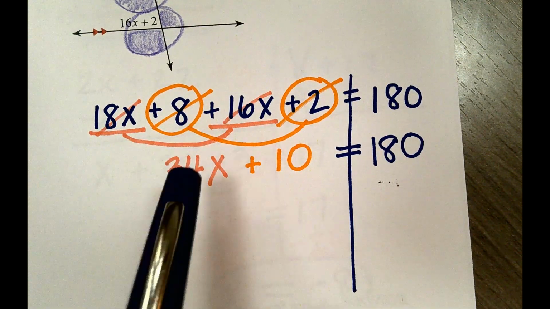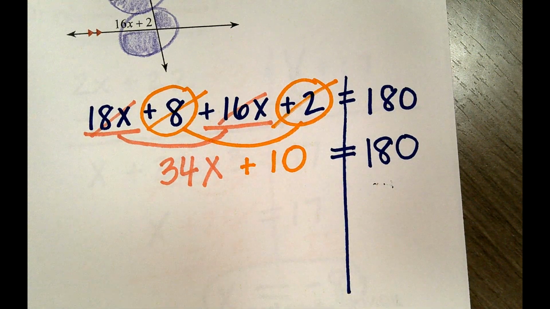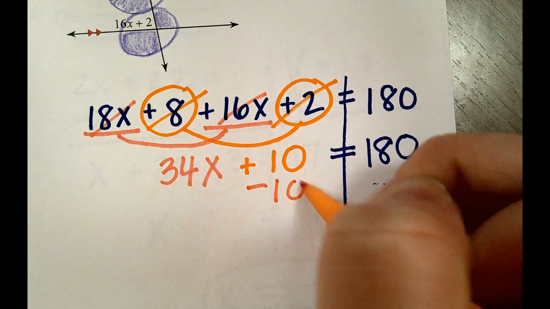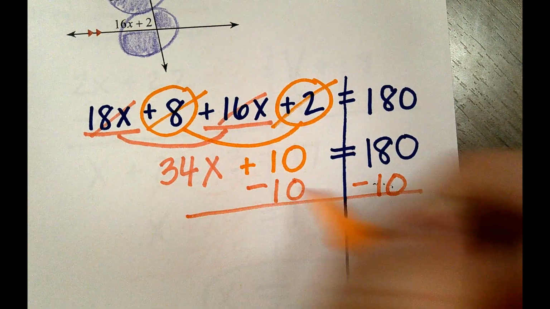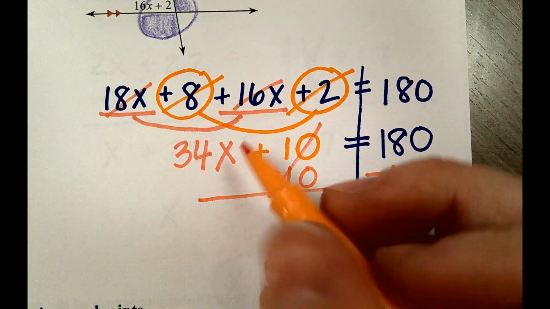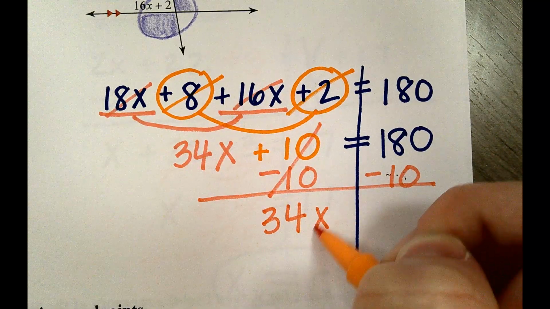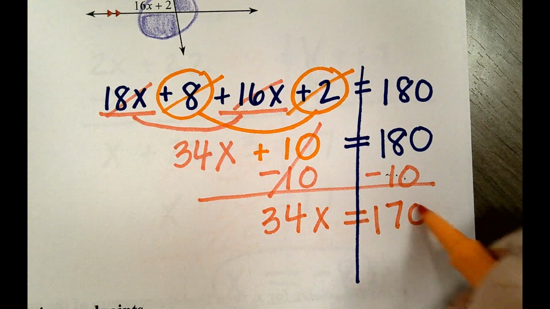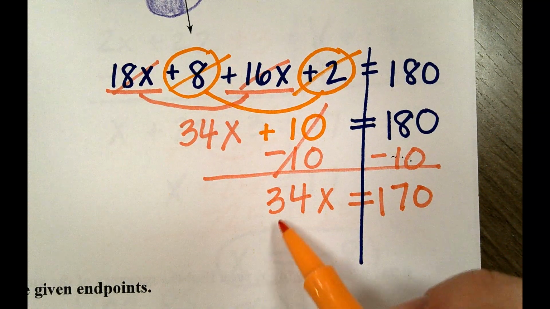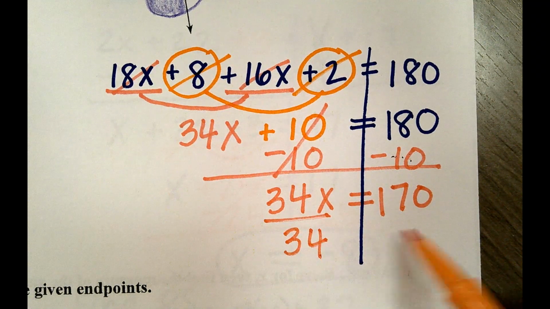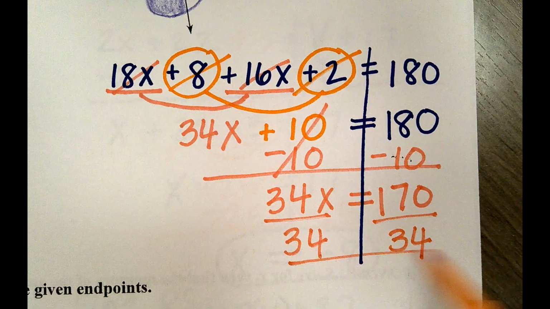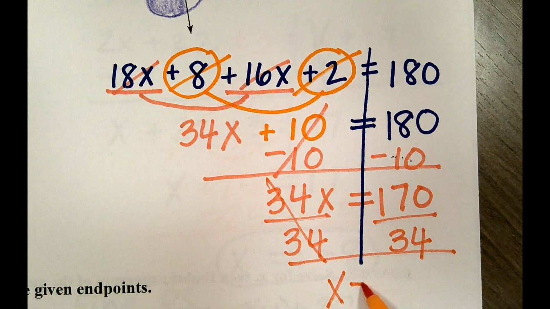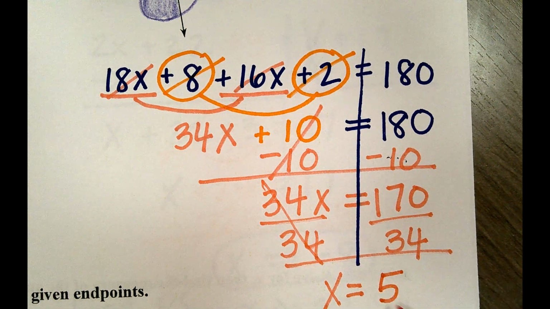Okay, so we have 34x plus 10 equals 180. What should I do next? Let's subtract 10. You get 34x equals 170. Then you divide by 34. Your 34's cancel, and x is equal to 5. 170 divided by 34, yes. You will get x equals 5 again.